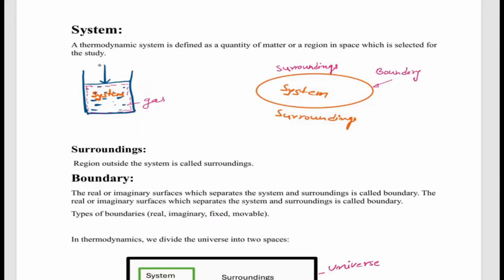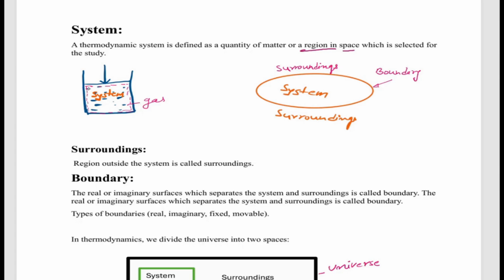But what is a system? How will we define the system? A system means a quantity of matter or a region in space where analysis is done, or that region is selected for analysis or for study. For example, here this is the piston cylinder, and inside there is gas.